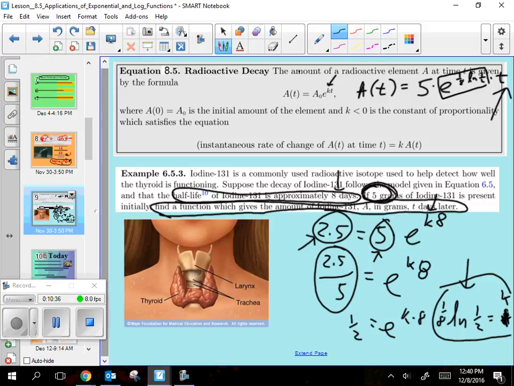Well, then you'd have to go, okay, it started with 5. I've got to figure out what 80% of 5 is, which is actually 4. And I could put a 4 here. So if they want 80%, you do that. If they want, when is only 10% of it left? Well, 10% of 5 is 0.5. And I put a 0.5 there. And then I could solve for t. How long, how much time.